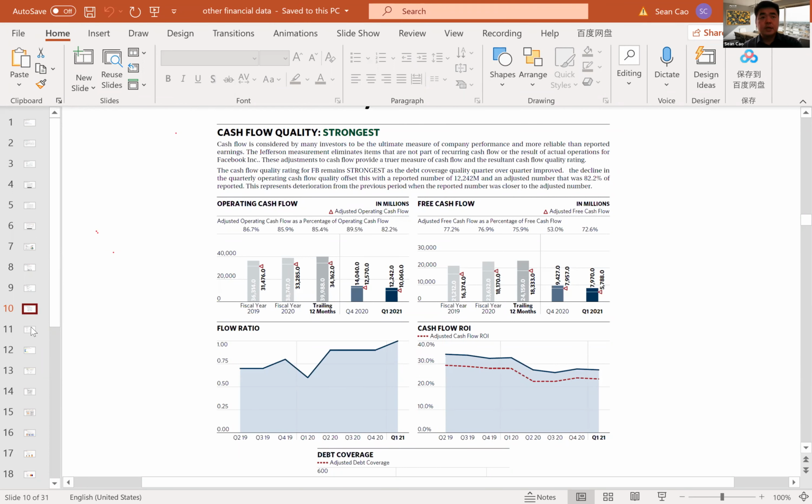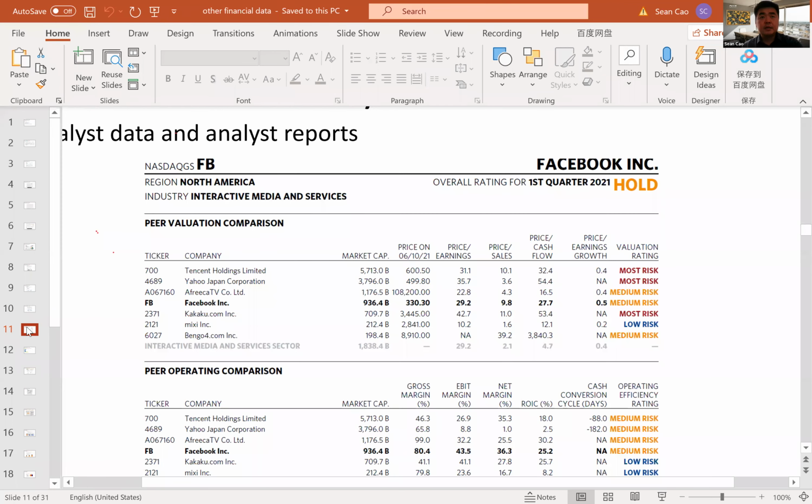That's something you can trust. And then they also do compare with the peer firms. You see, they compare the peer firm. What's their peer? They have a different definition of peer. The peer they define is Tencent.